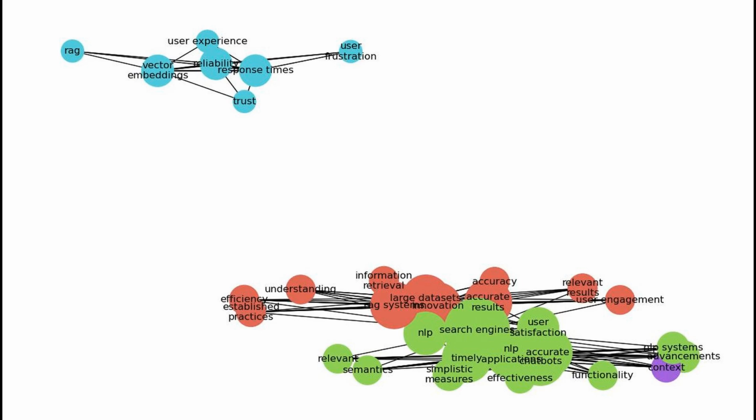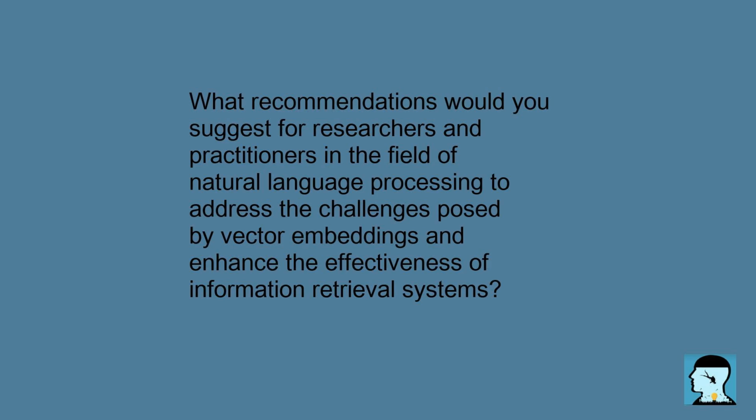In summary, these issues can hinder the functionality and effectiveness of NLP applications, leading to decreased user satisfaction and limiting the potential for advancements in the field. Addressing these challenges is crucial for the future success of technologies like chatbots and search engines in delivering accurate and timely information. What recommendations would you suggest for researchers and practitioners in the field of natural language processing to address the challenges posed by vector embeddings and enhance the effectiveness of information retrieval systems?